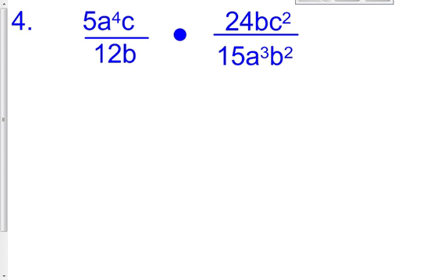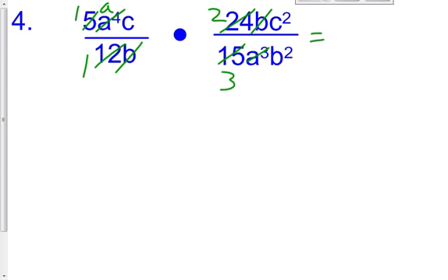Number 4. Hopefully you did this. 5/15 is the same thing as 1/3. You're cross-canceling here. 24/12 is 2 over 1. A to the 4th and a cubed makes an a in the numerator. C squared, oh, that doesn't cancel with anything. Let's see here. B divided by b, that reduces. And I think that's all we can do.